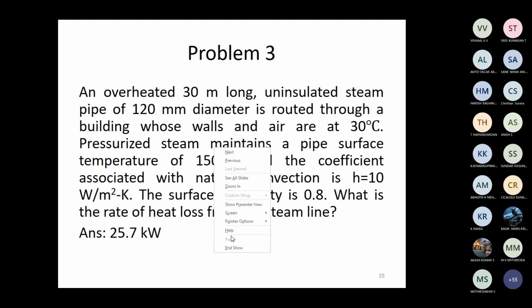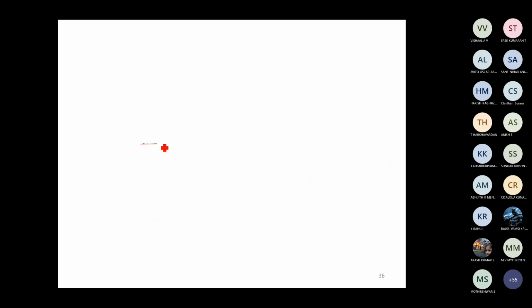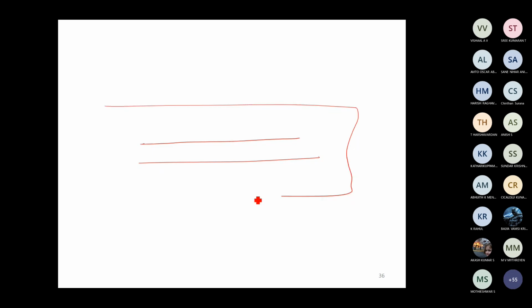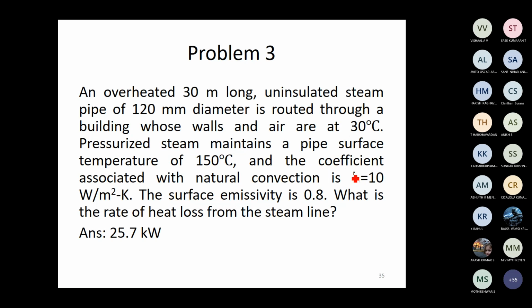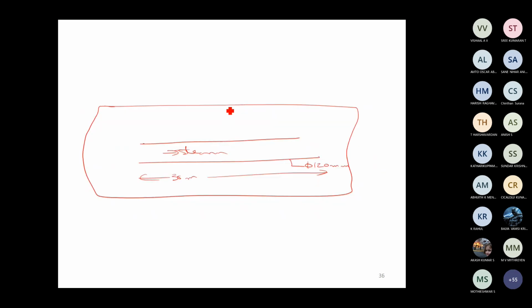All right. So here I will draw a schematic. Here we have a pipe, and this pipe is enclosed in a huge building. Certain conditions are given. There is steam passing through this pipe. Overheated, 30 meters long, 120 millimeters, so phi is 120. The building whose walls and air are at 30 degrees Celsius temperature. So this wall is at 30 degrees Celsius. This ambient air also is at 30 degrees Celsius.